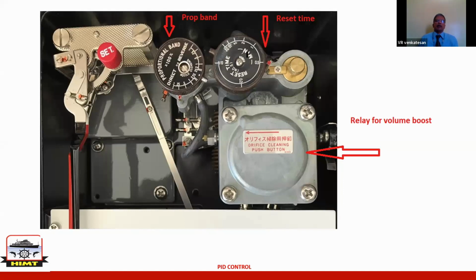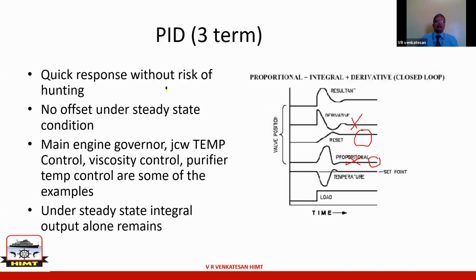Similarly, reset time, not derivative, sorry, reset time. This you don't adjust before, because remember, you have to adjust this for making it proportional control. So where should I keep this value in the beginning? Maximum. I should keep this to maximum. When I keep this to maximum, it behaves like a proportional controller. So I've turned this to maximum. After that, I start reducing the proportional band until it starts hunting. And then I have to turn it back and keep it the way like this.